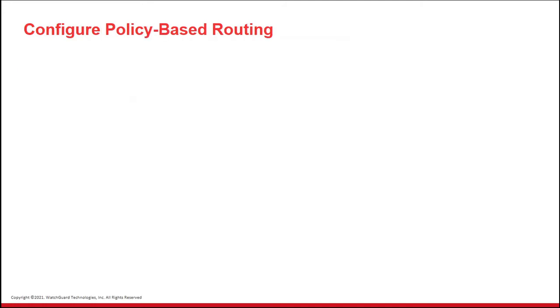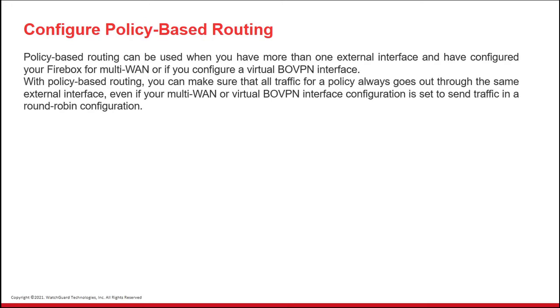Now, the next topic that we have is policy-based routing, right? When it comes to policy-based routing, it can be used when you have more than one external interface, obviously. And have configured your Firebox for multi-WAN, or if you configure virtual private network, VPN, or branch office VPN interfaces. With policy-based routing, you can make sure that all traffic for a policy always goes out through the same external interface, even if your multi-WAN or virtual branch office VPN interface configuration is set to send traffic in a round-robin configuration. So this is one of the questions that sometimes comes up, right?